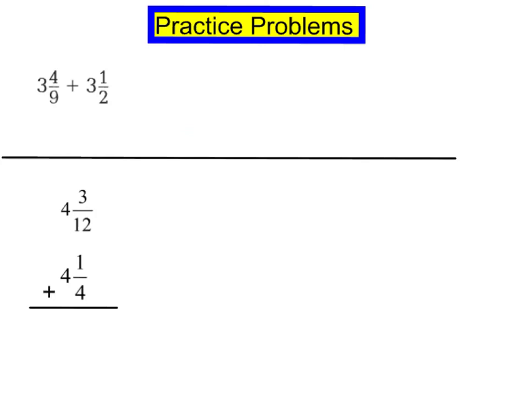Here are your homework problems for tonight. 3 and 4/9 plus 3 and 1/2. Notice they're not the same denominator, so we've got to change them. And 4 and 3/12 plus 4 and 1/4. We have to change the denominators on these also. So go ahead and work these out for your homework for tonight, and make sure that you put them in your note packet.